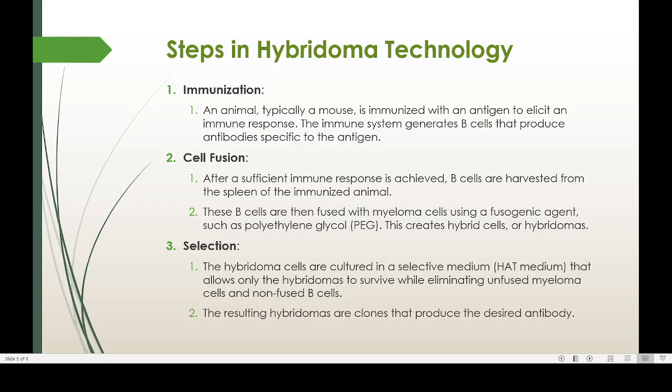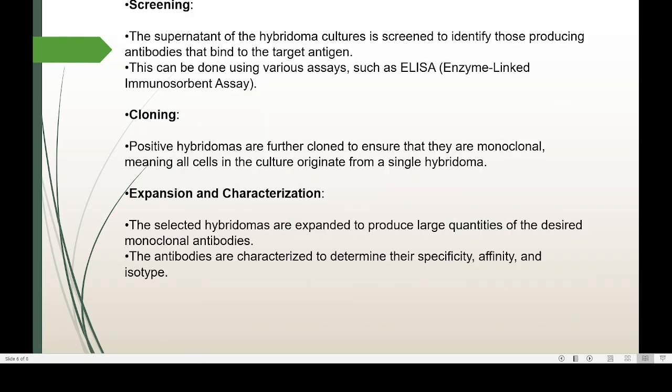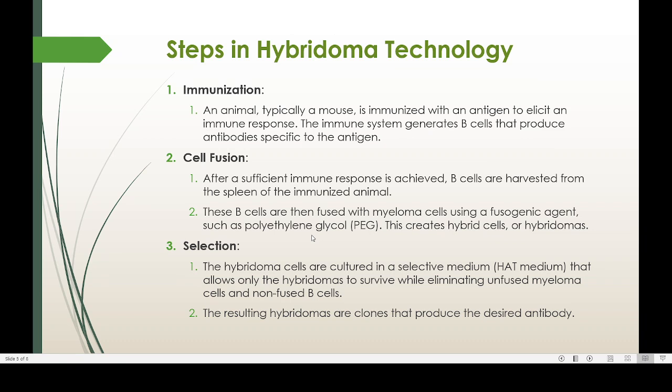Now, the third step is that the hybridoma cells are cultured in a selective medium, and that medium is known as the HAT medium. Here also you can see the HAT medium. So hybridoma cells will be cultured in a HAT medium, which allows only hybridoma to survive while eliminating unfused myeloma cells and unfused B cells. So the HAT medium will only promote the development or culture of hybridoma cells, whereas it will not facilitate the development of normal non-hybridoma cells. The resulting hybridomas are a clone that produces the desired antibody.